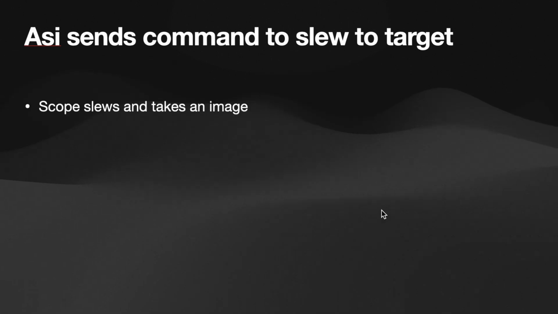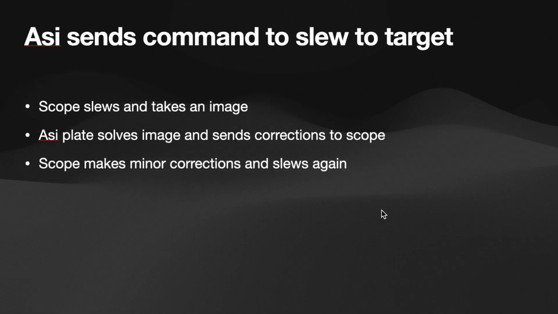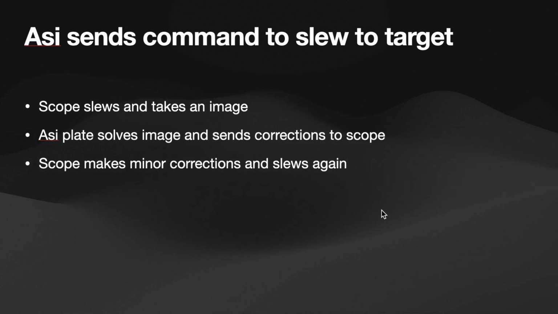So the scope slews and takes an image, and the ASIAIR plate solves that image and sends the corrections to the scope. Now the scope makes minor corrections and it slews again, and hopefully it can find it the next time, but you might have to do it even one more time if you're in blind mode because of this issue that I'm going to talk about.